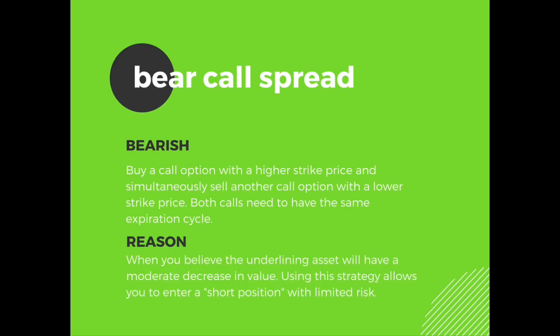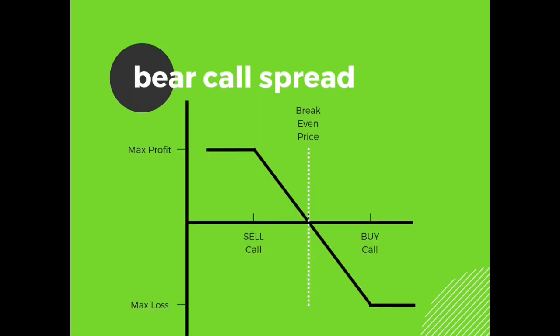Now, we would want to use this strategy if we believe the underlying asset or the stock is going to have a moderate decrease in value, meaning we think the price of the stock is going to go down just a little bit, but not a lot. Now, this allows us to enter into a short position with limited risk. Here's a quick diagram of how the bear call spread is set up. As we can see, if we want max profit, we want the price of the stock to decrease beyond our sell option.